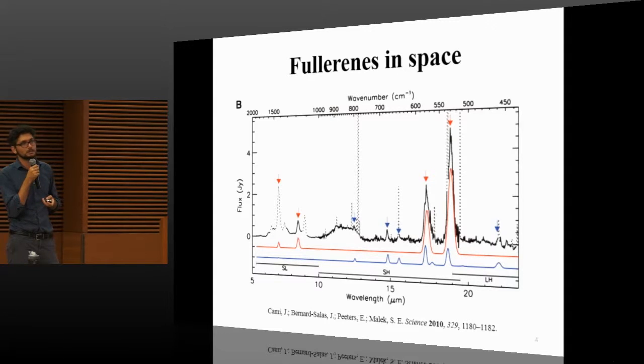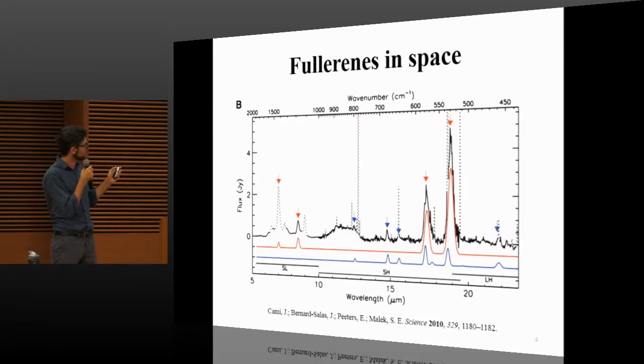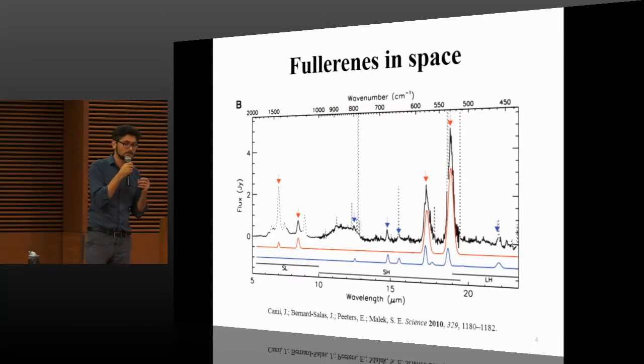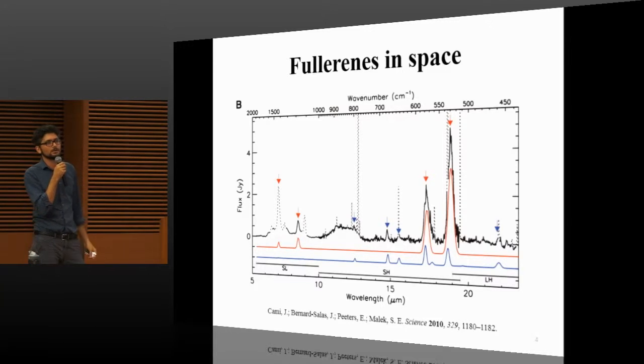Cami and co-workers modeled C60 and C70. This red line is C60, which they modeled computationally, and the blue spectrum is C70. And then the black spectrum is coming from Spitzer, so they matched it, and they proved the presence of C60 and C70 in the young planetary nebula, so-called Tc 1.